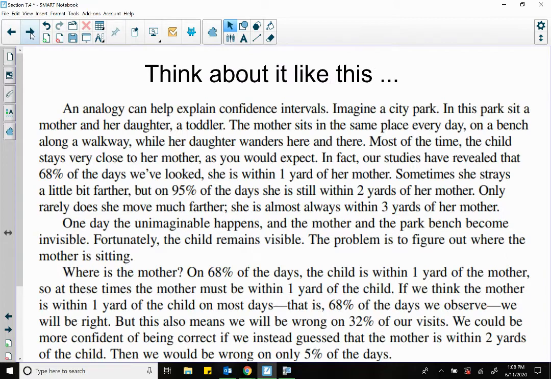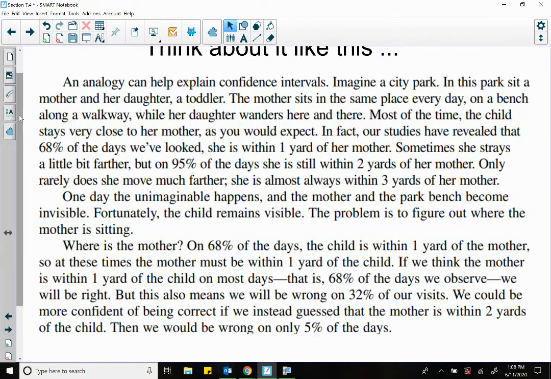So I want you to think about confidence intervals like this. And I took this example straight from the book. This is a great example. Okay? Imagine a city park. In this park sits a mother and her daughter, who is a toddler. Okay? The mother sits in the same place every day, on a bench along a walkway. So the mother sits on the bench every day, same place, while her daughter wanders around her.